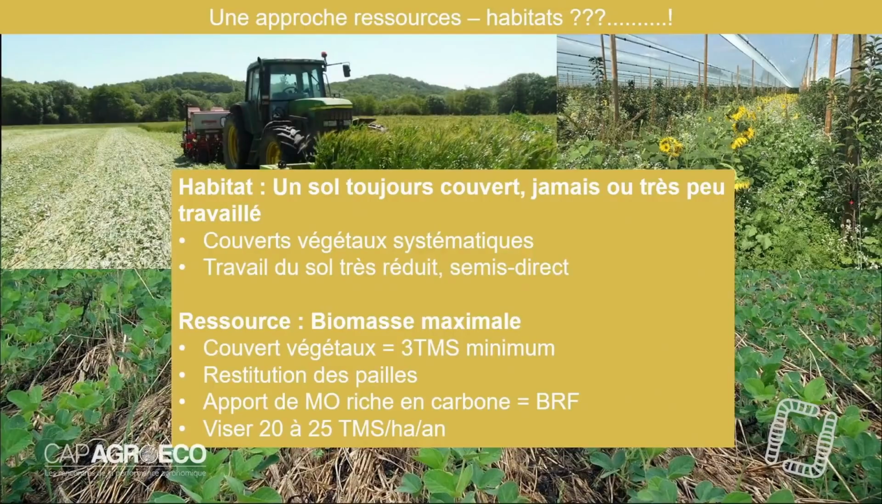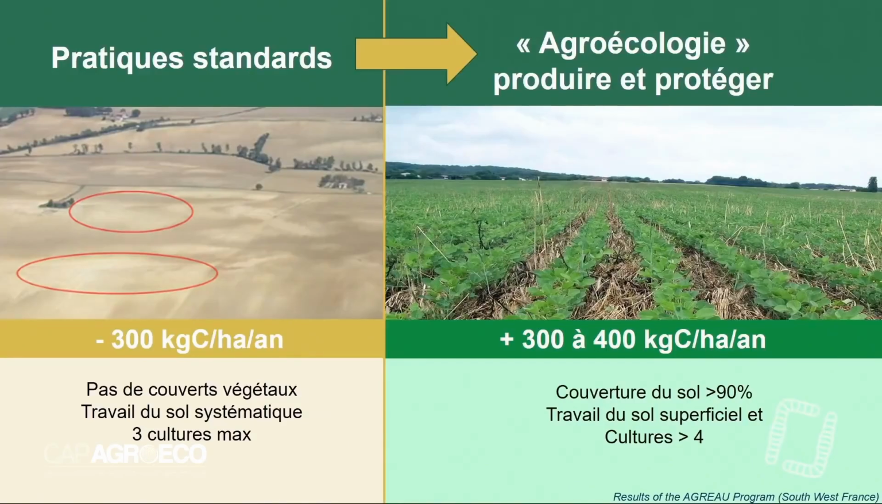You should aim to return about 25 tons of dry matter per hectare per year to the soil to feed our biological activity once it's established. It doesn't work with just 1.5% organic matter. It works when you have 3, 4, or 5% organic matter.